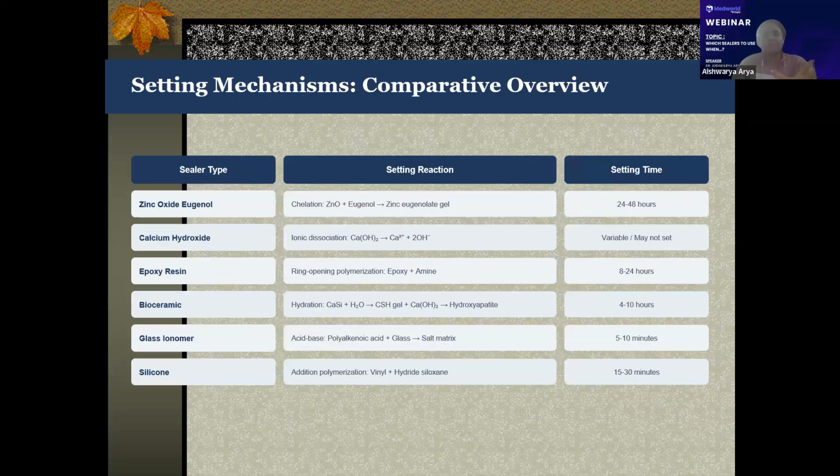So when you look at an overview, anybody who wants to can take a screenshot of this. If you look at an overview of the sealer type, the setting reaction, and the setting time, this is exactly where we stand. When we look at the bioceramic sealers, they have a setting time of 4 to 10 hours. But when we look at GIC sealers, we have 10 minutes max. And then we have silicon-based sealers, which are 15 to 30 minutes.